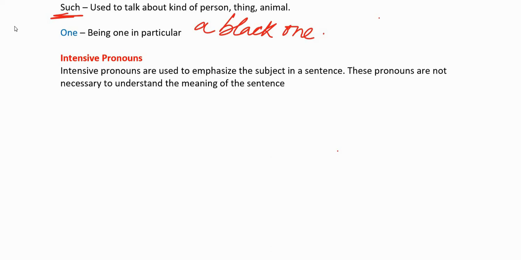Let us assume there are 10 different cats. Your friend asks you, is that white cat yours? You say, no, the black one over there is mine. That black one is mine. One is used to talk about a particular person, thing or animal in a group.